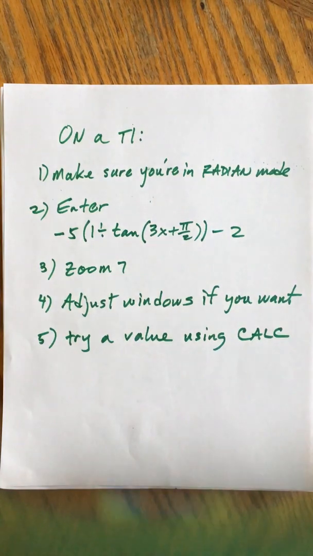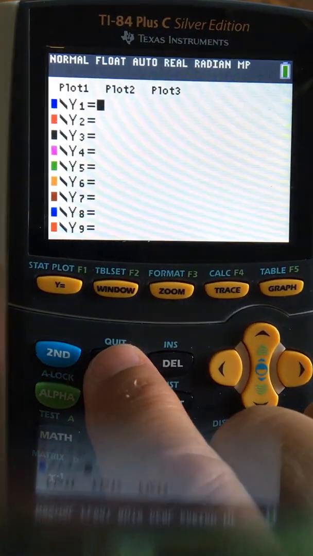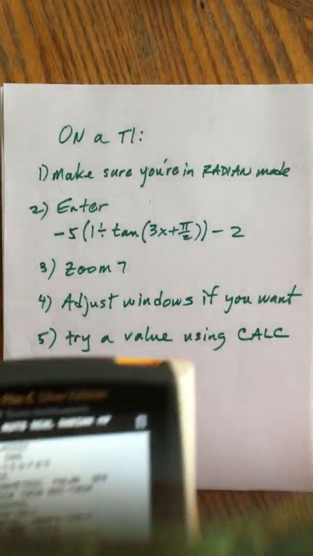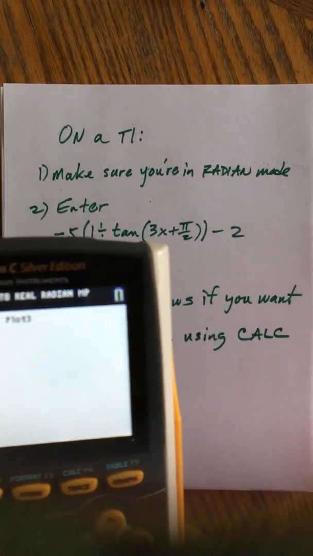Now, I want to go ahead and also do this on a calculator, so on your TI, and one of the things I always mention is please do make sure you're in radian mode. So you want to make sure you go to mode and that you're in radian mode. Okay. Then what you want to do is go to y equals, and let's look back at that equation.